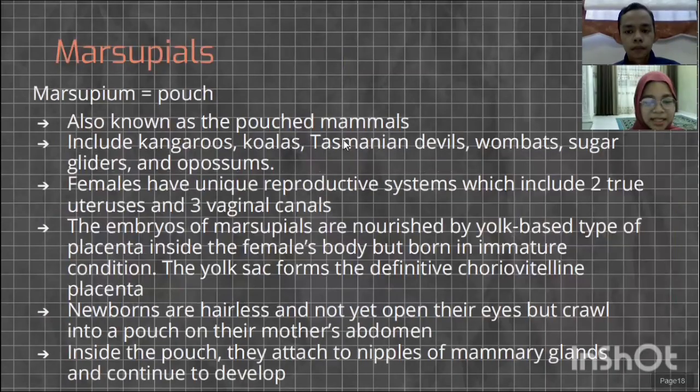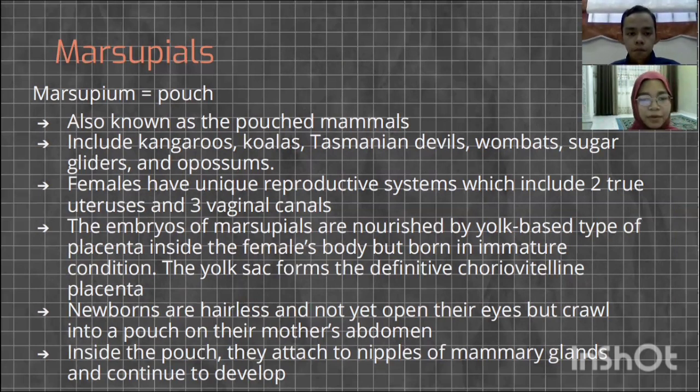So next I will explain about marsupials. Marsupial came from the Greek word marsupium, which means pouch. So marsupials are also known as the pouch mammals. A few examples are kangaroos, koalas, Tasmanian devils, wombats, sugar gliders, and opossums. The marsupial female has a unique reproductive system, which includes 2 true uteruses and 3 vaginal canals.